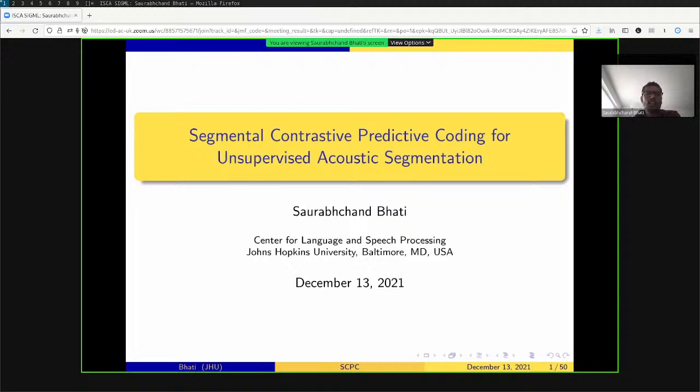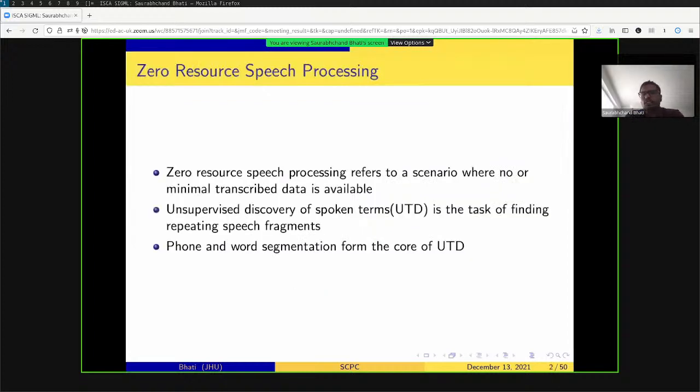So first, I'll start with zero resource speech processing. Zero resource speech processing generally refers to an area of unsupervised learning where you have minimal or no transcriptions available to you. Unsupervised discovery of spoken terms, or UTD, is a very common task. That's the core task of zero resource speech processing, and it refers to finding the repeated speech fragments. It can be done at phone level or word level. If you try to find repeating phone fragments, it's generally called unsupervised acoustic unit discovery. If you do it at word level, it's called unsupervised word discovery.